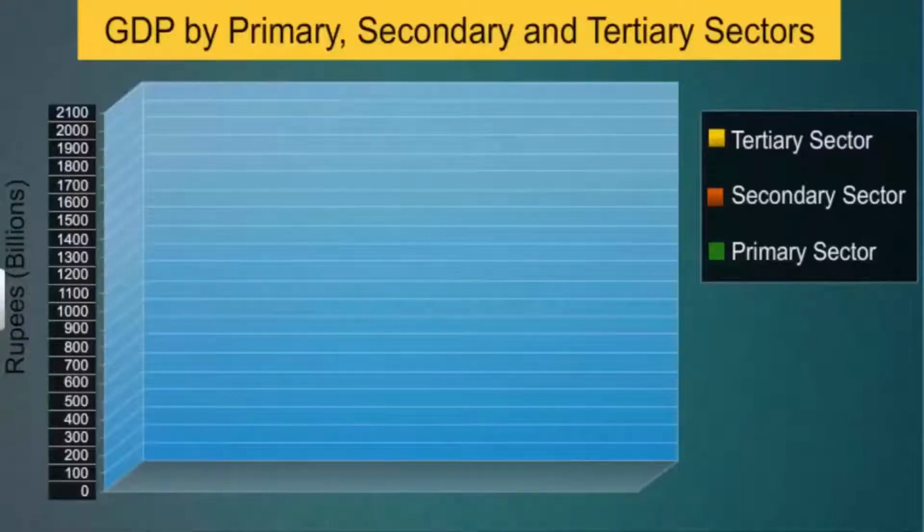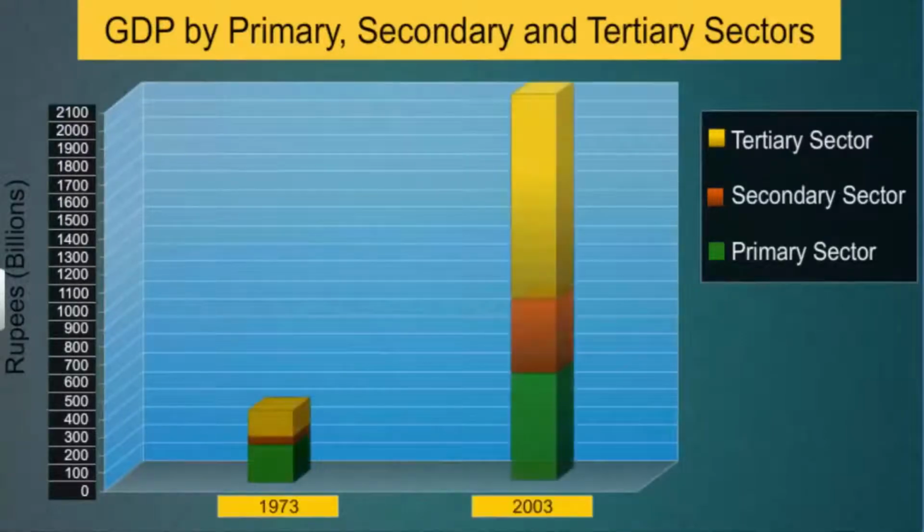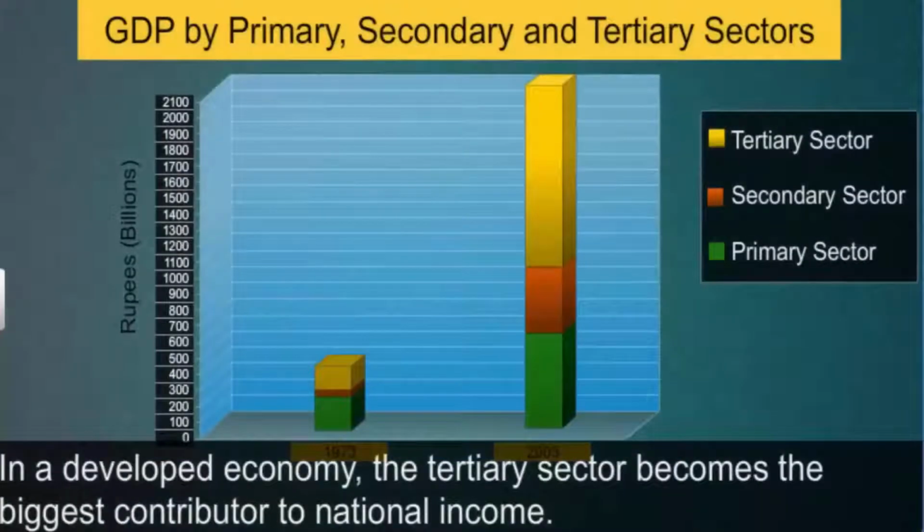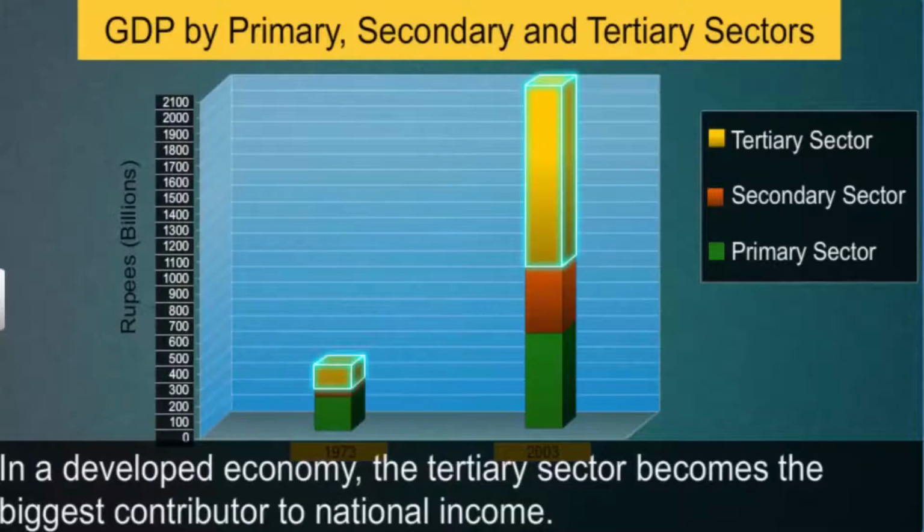The graph here shows the change in the contributions of the three sectors to India's GDP from 1973 to 2003. The graph shows that although all the three sectors expanded, the tertiary or services sector recorded the largest growth to become the largest sector in India's economy.